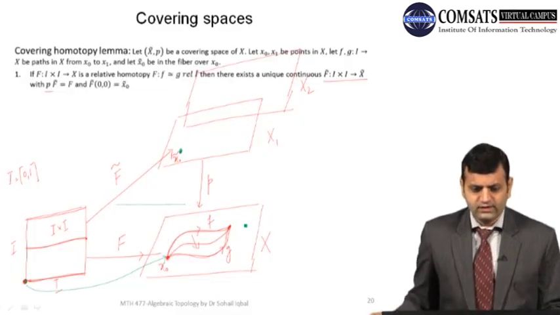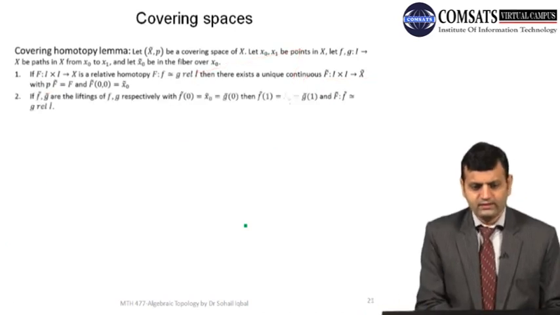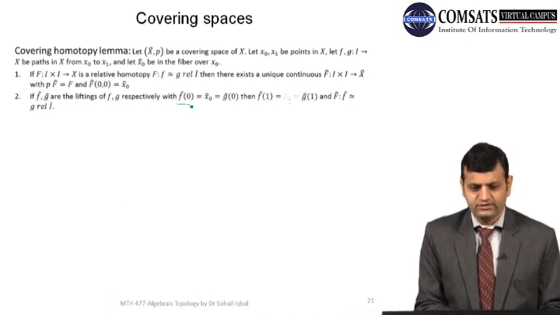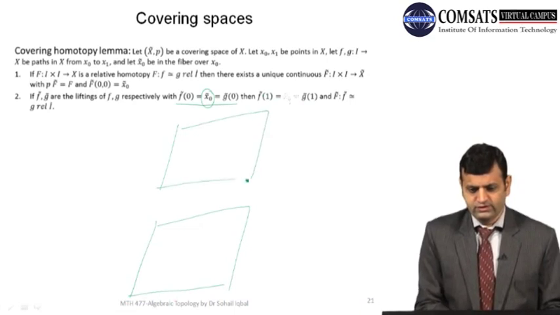Okay, so let's go to the second part of this lemma. Now if f tilde and g tilde are liftings of f and g respectively, then f tilde of 0 is equal to g tilde of 0, which is equal to x0 tilde. So f tilde of 0 is equal to g tilde of 0 is equal to x0 tilde, and f tilde of 1 is equal to g tilde of 1. So once again I'm going to sketch the diagram. So I have taken two sheets.